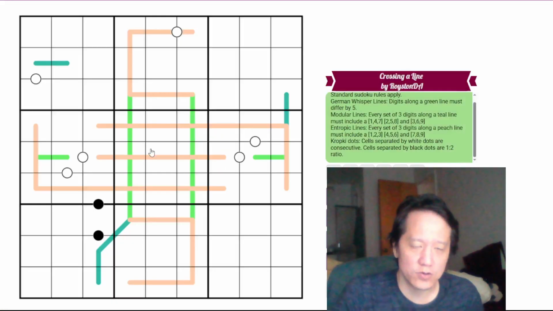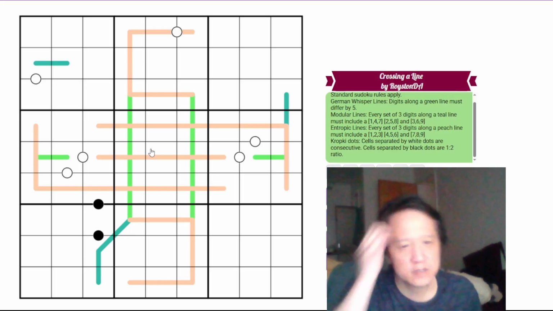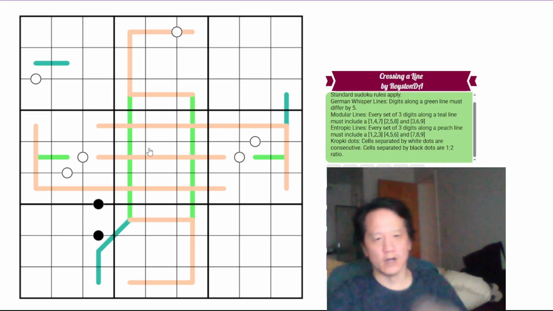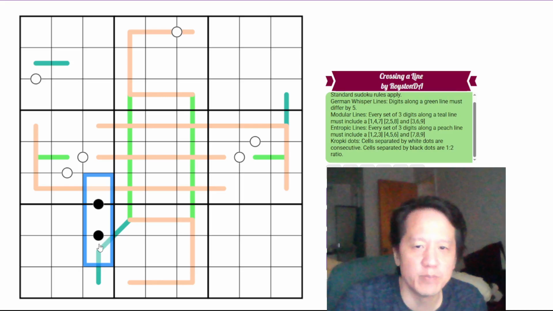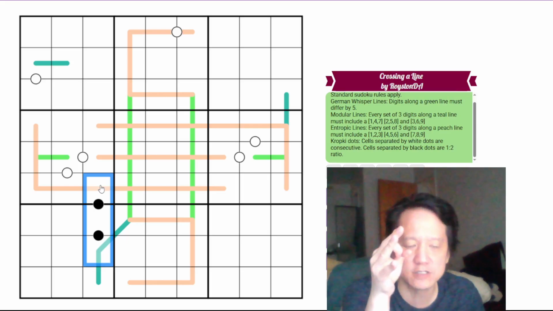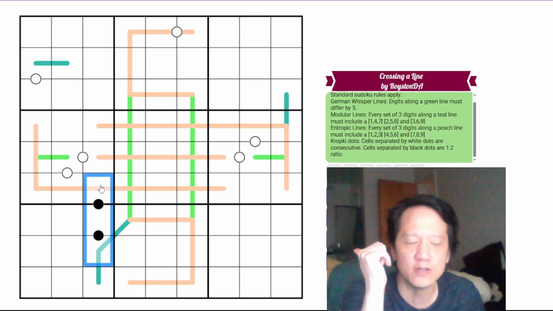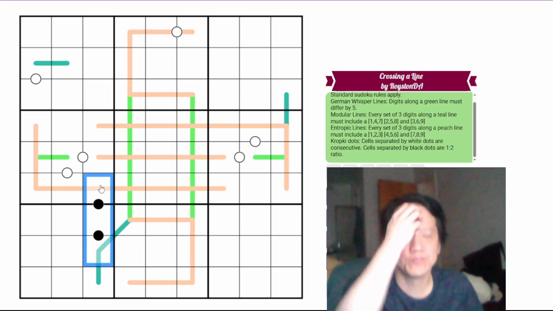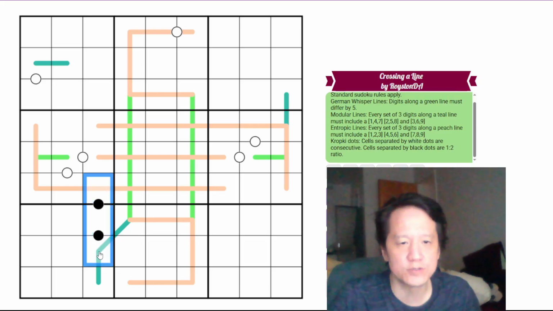Okay, so how do we want to tackle this? Well, let's go from the black Kropke dots. Anytime you have 2 black Kropke dots separating 3 digits, all unique, you know it has to be either 124 or 248, as those 3 digits, right?